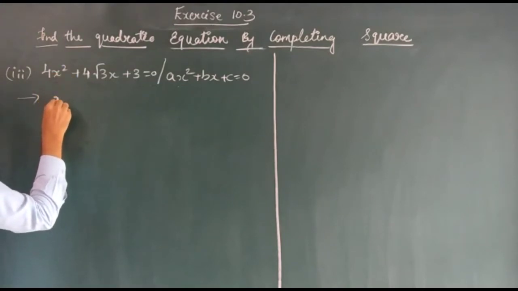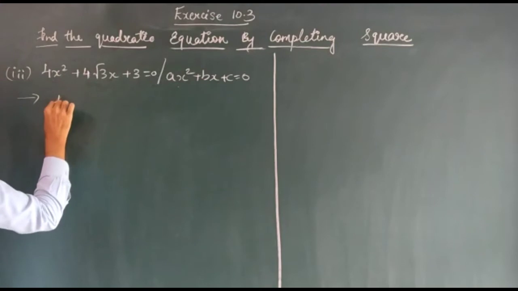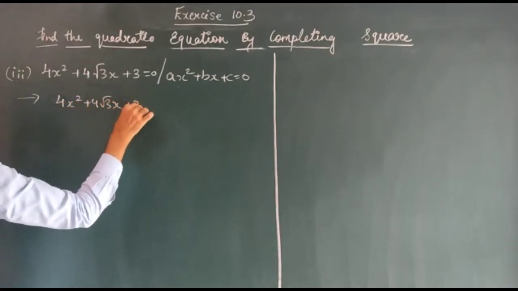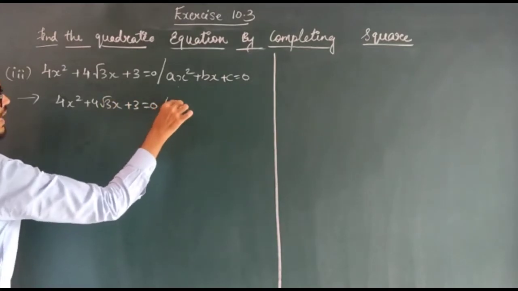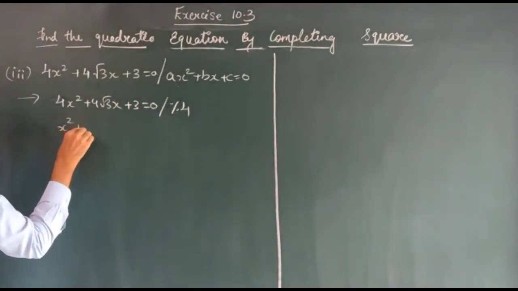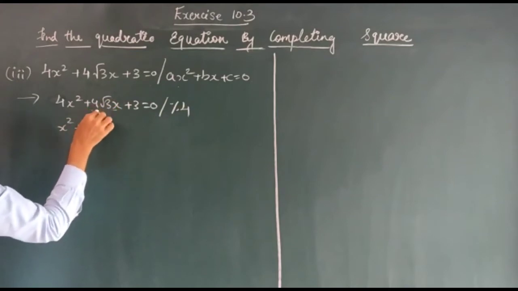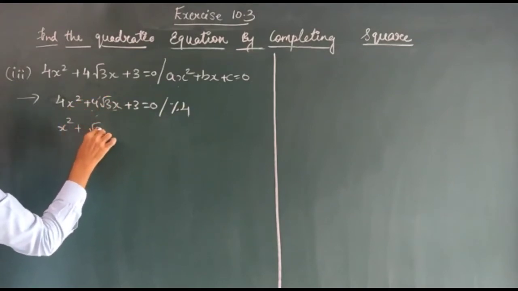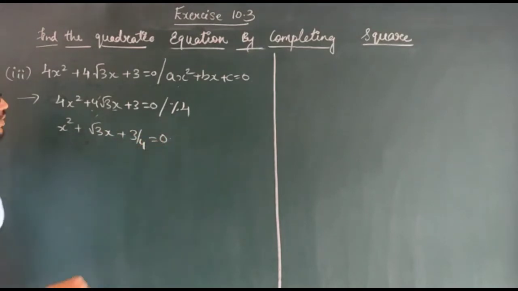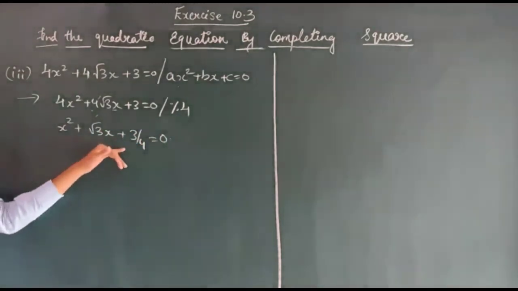I'll write it once again: 4x square plus 4 root 3x plus 3 is equal to 0. I'll divide this by 4. I'll be getting x square plus, if I divide this by 4, 4 and 4 will get cancelled. So this will be root 3x plus 3 by 4 is equal to 0. This is my second step.